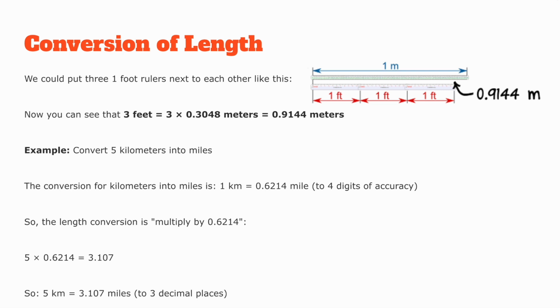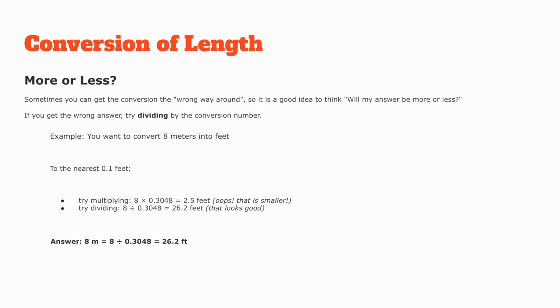When we say to convert 5 kilometers into miles, the conversion for kilometers into miles is 1 kilometer is 0.6214 mile to 4 digits of accuracy. So the length conversion is multiplied by 0.6214. So 5 times 0.6214 is 3.107. So 5 kilometers is 3.107 miles to 3 decimal places.